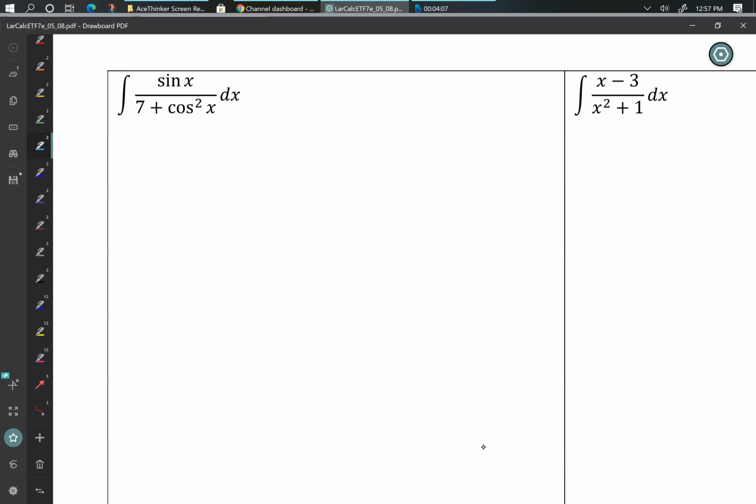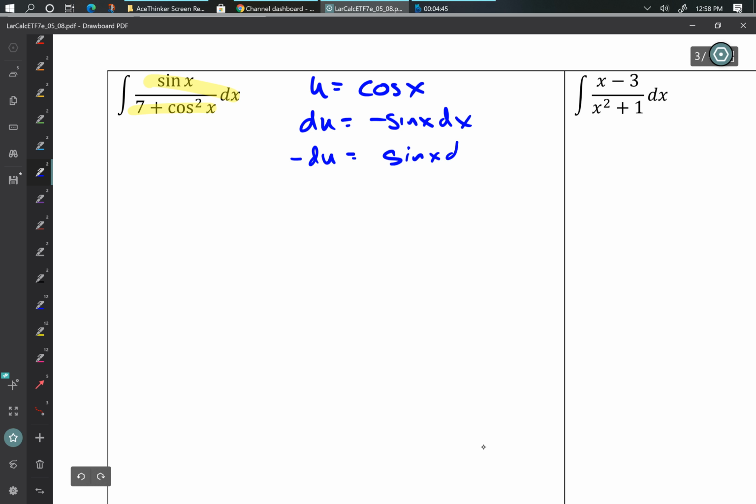Okay. All right, let's take a look at this one. I have the integral of, I see a fraction in my integrand. Okay. I've got a numerator. I've got a denominator. The derivative of cosine is negative sine, but maybe u substitution is the way to go. Let's try it. If I say that u is cosine x, then du would be negative sine x dx, or negative du is positive sine x dx.